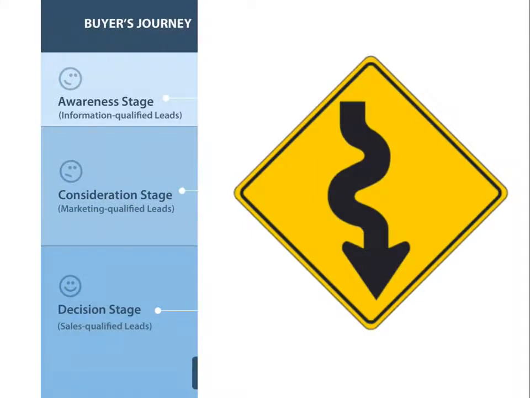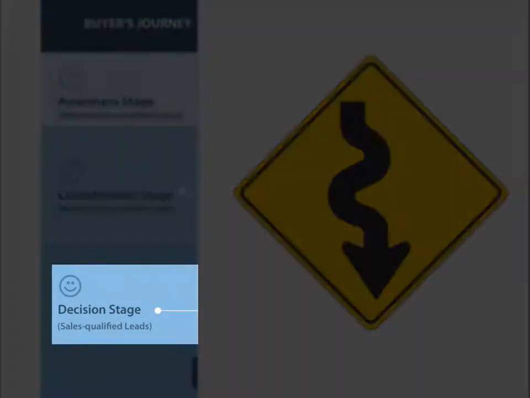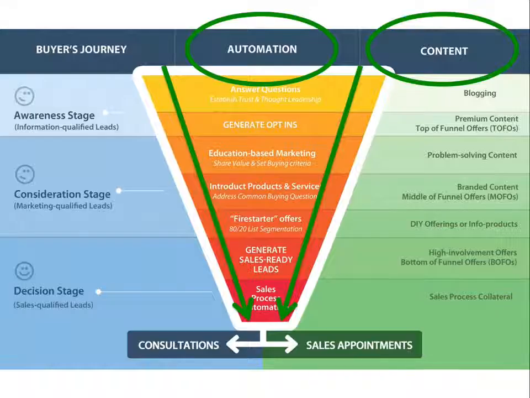Then as they gather more information, they will enter the consideration stage, in which they start considering potential solutions and comparing options. Finally, in the decision stage, they're ready to take action and invest in your solution. So your goal with this blueprint is to meet the customer where they're at in the buyer's journey and give them the right content supported by the right automation to push them down your marketing funnel to a point where they're ready, willing, and able to buy from you.